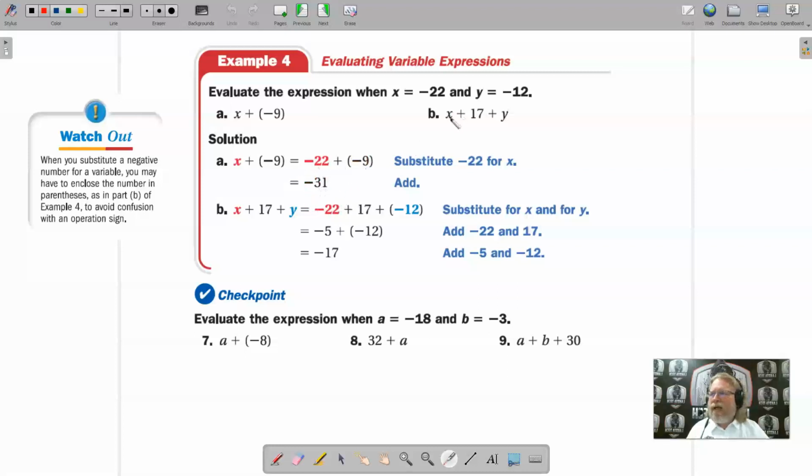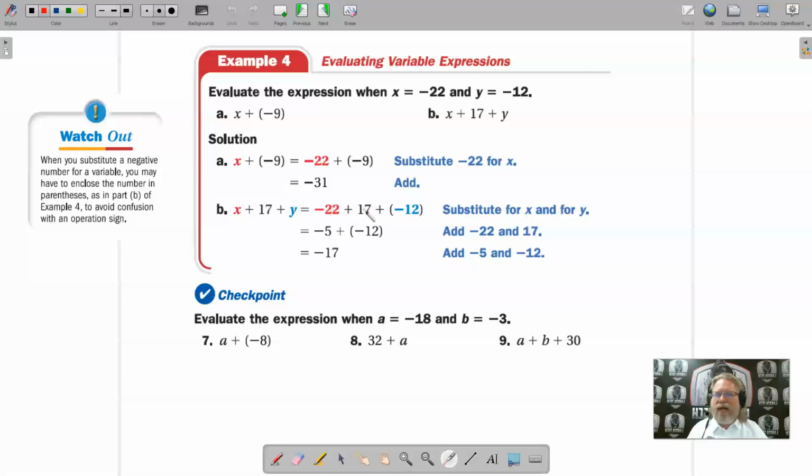On the next one, we're taking the x and substituting negative 22. We're taking the value of y and substituting negative 12. Kind of make it easier to stand out there. Notice how they color code them. The x is red, so the negative 22 is red, and the y is blue, so the negative 12 is blue. So it looks like we're going to go ahead and take the negative 22 and the positive 17.